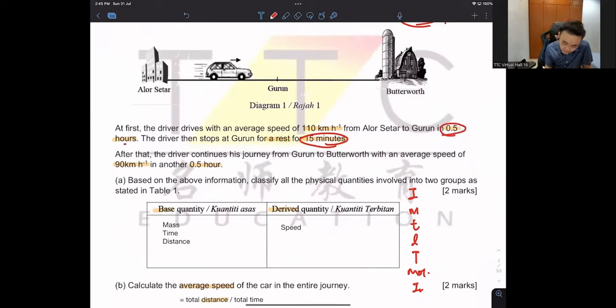0.5 hours and then 15 minutes and then another 0.5 hours. So you sum everything together. Now make sure one very important thing: the safest thing to do is what? Always put them in SI unit.